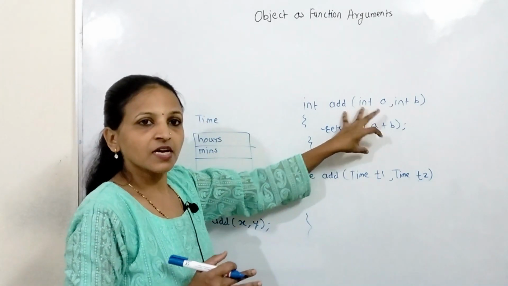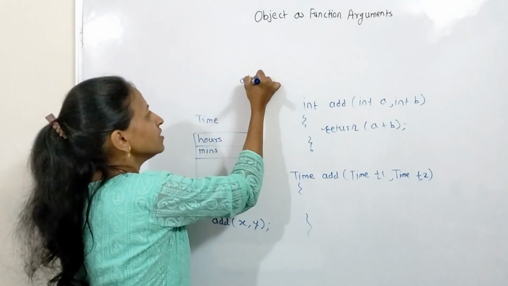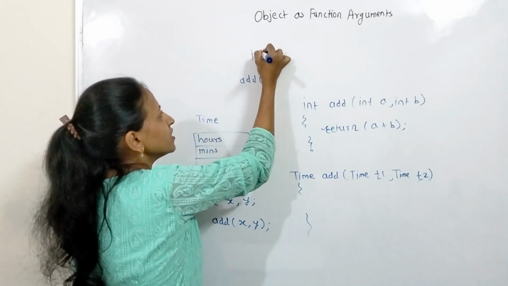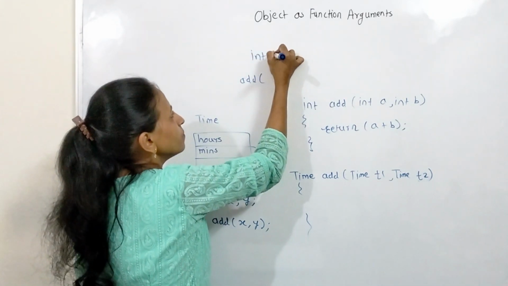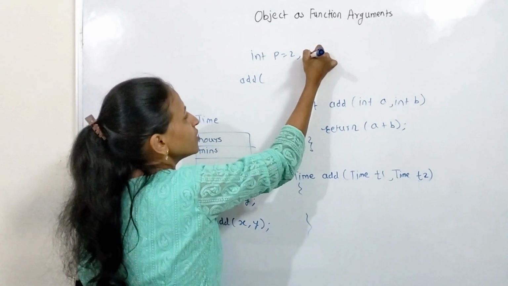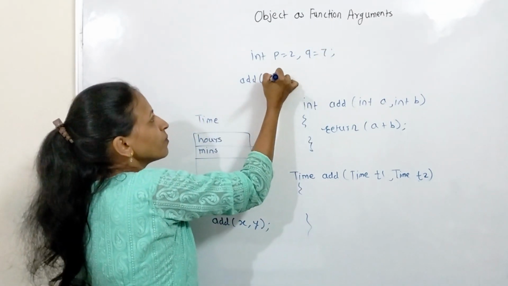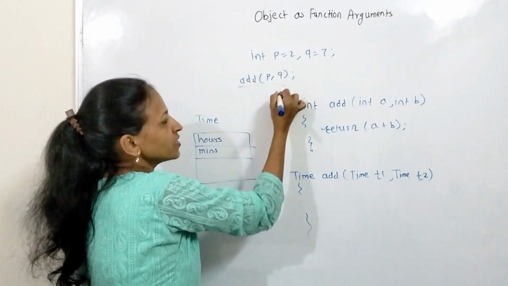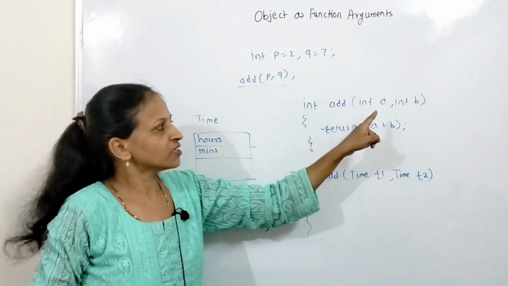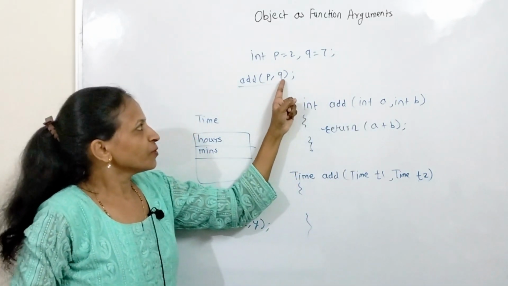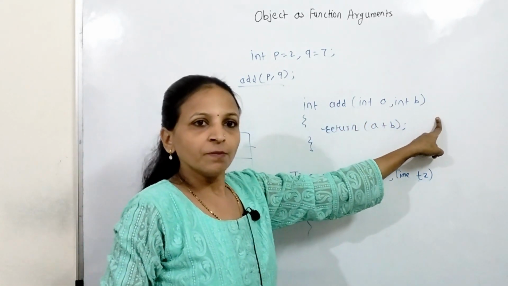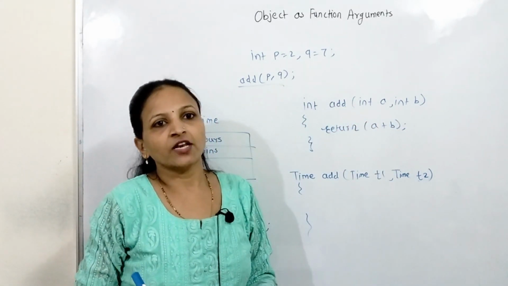In this example, if we call like this, add, let there are two integer variables, int p equals 2 and q equals 7. Now here, add p comma q, suppose I am calling, then the value of p will get copied inside a, and the value of q will get copied inside b. This is just a call by value.